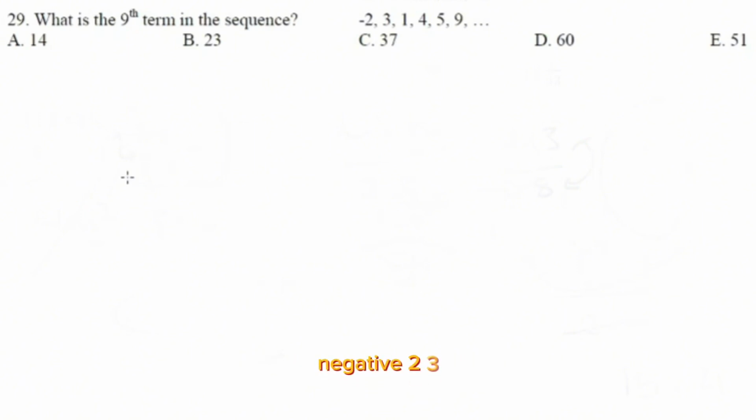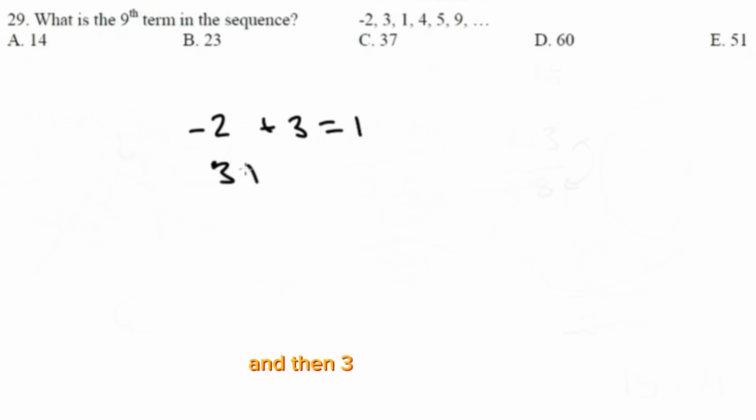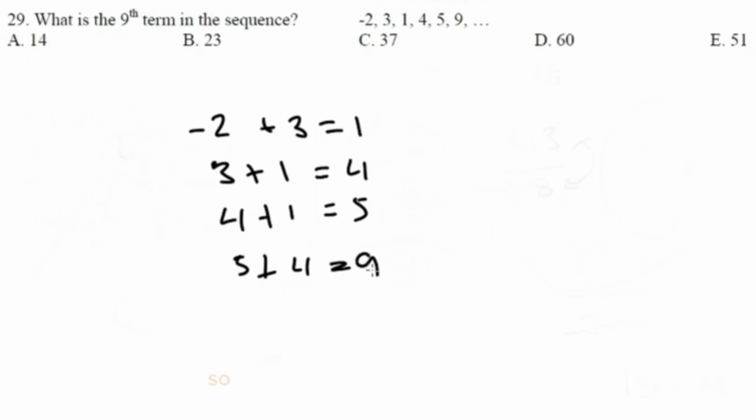Negative 2, 3, 1, 4, 5, 9. Alright, so in this sequence, you can see that negative 2 plus 3 is equal to 1. And then 3 plus 1 is equal to 4. And then 4 plus 1 equals 5, and it keeps going on like this. So then 5 plus 4 is equal to 9. So just adding the number before it to itself and getting the next number. That's called a Fibonacci sequence.